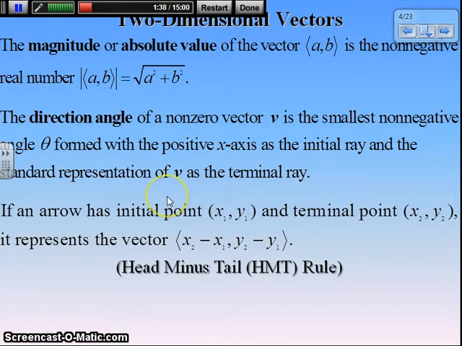If you do not have what we would call the component form, you can put a vector in component form by doing the HMT rule, head minus tail. You do the terminal point minus the initial point. Again, see your pre-cal notes if you want further examples.